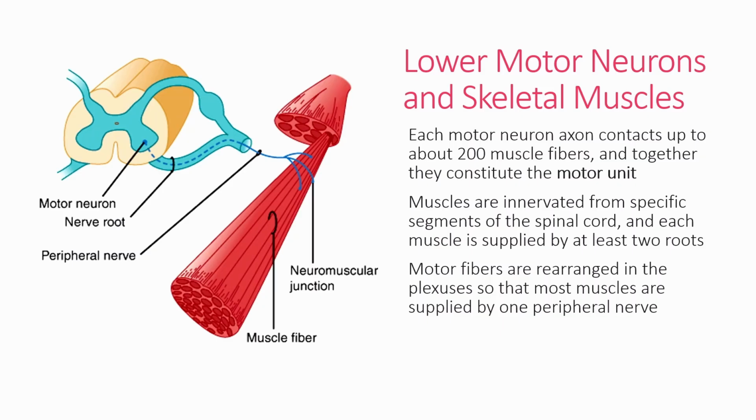Each muscle is supplied by at least two nerve roots. That's why it's like C3, C4, C4, C5. Which one is it? And motor fibers are arranged in plexi. So we have a brachial plexus and whatnot to allow you to do things with one nerve.